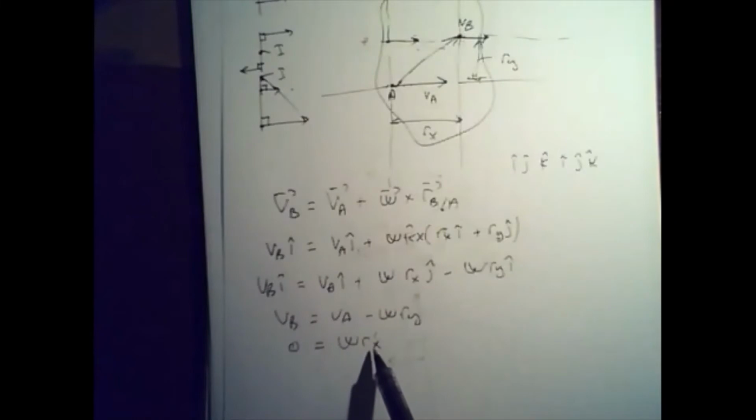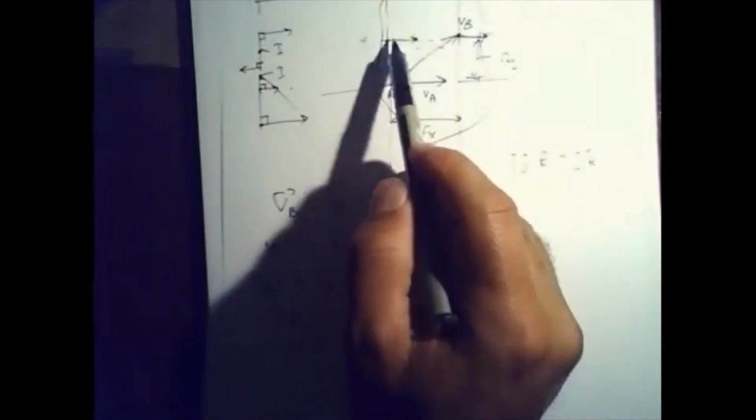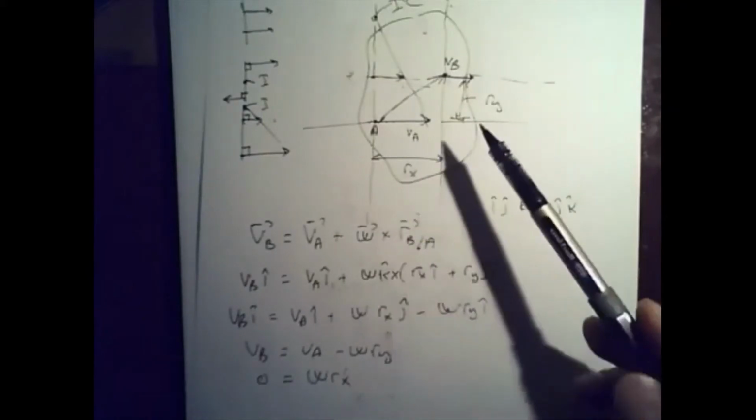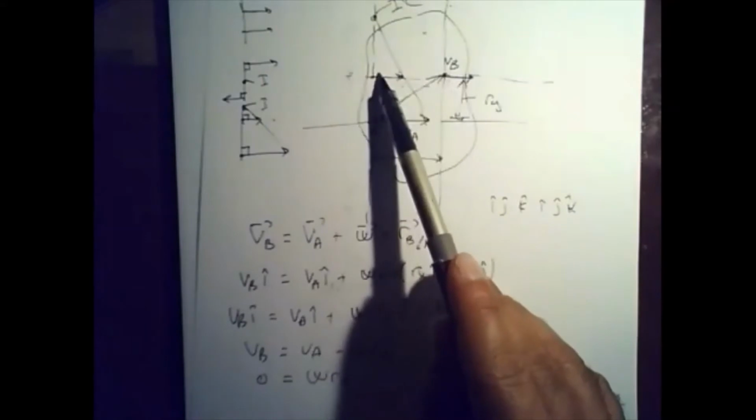So either Rx is 0, meaning I come back to my original assumption that for this to be accurate, VB has to be here and my instantaneous center of rotation would be located here, or I would have to have omega equal to 0. And if omega is 0, then this rigid body would simply be translating. So for this to be accurate, this point actually has to be here.